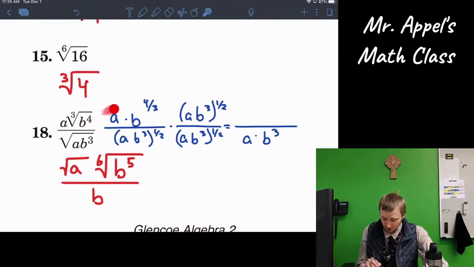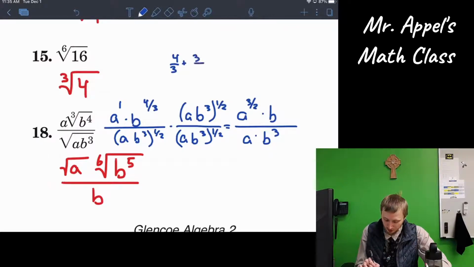And now up top, I have A times A to the half. So that's A to the 1, an invisible 1, plus A to the half. So now I have A to the 3 halves. And how many B's? I have B to the 4 thirds plus B to the 3 halves. Follow me there? 3 times a half. So 3 halves plus 4 thirds. Oh gosh, 4 thirds plus 3 halves.